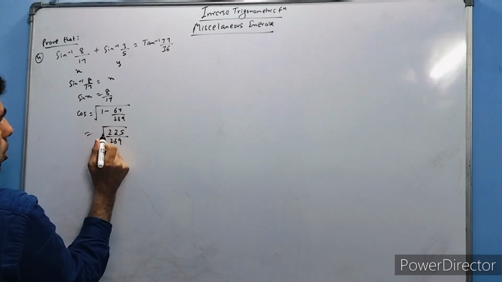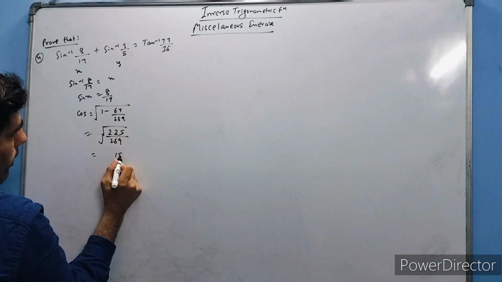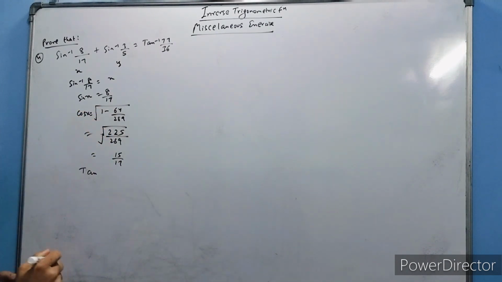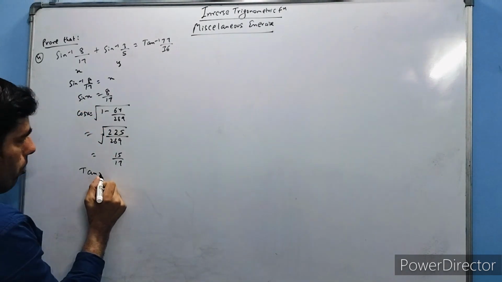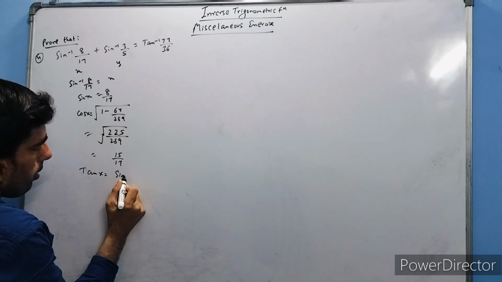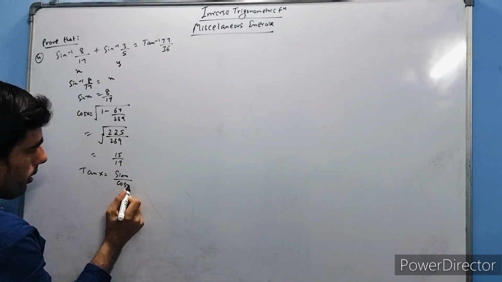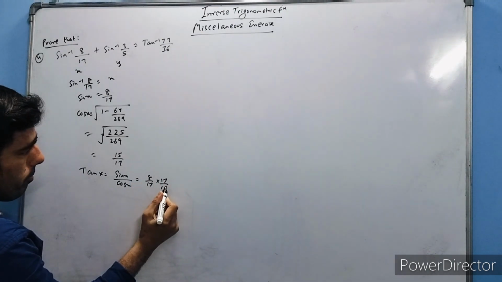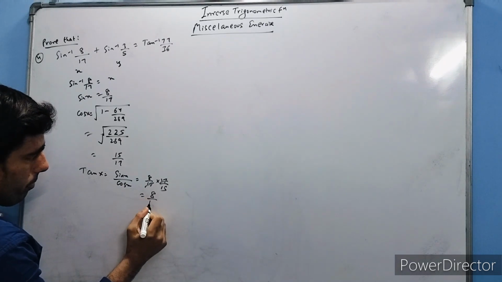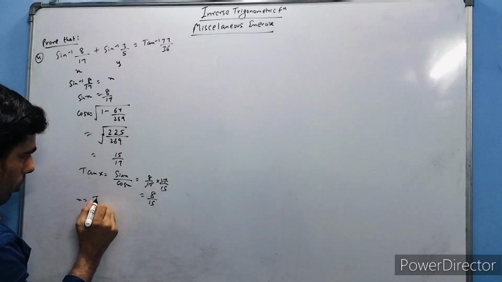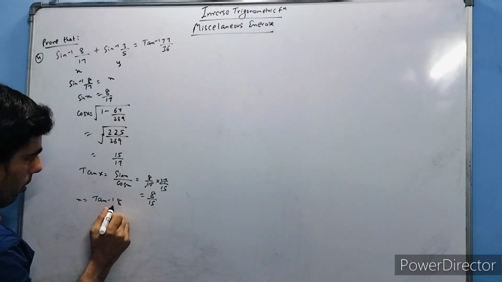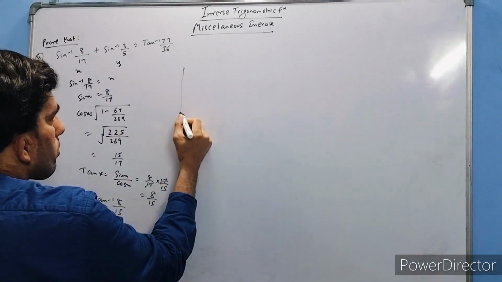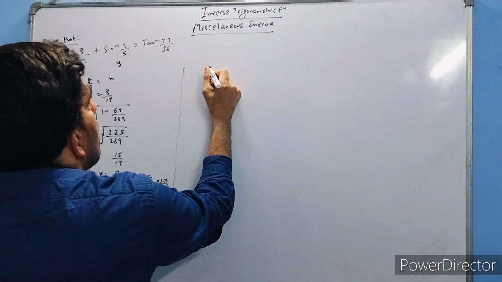289. Okay, so I got 15 upon 17. Now I got 10 cos x, so now we have tan x. What will be tan x? Sin x upon cos x. So we get 8 upon 17 into 17 upon 15, I got 8 upon 15. So I got x is equal to tan inverse 8 upon 15.